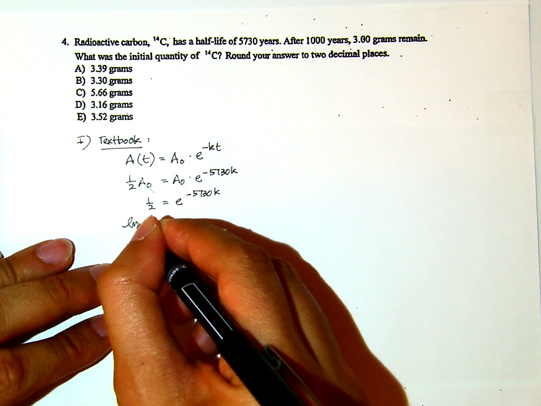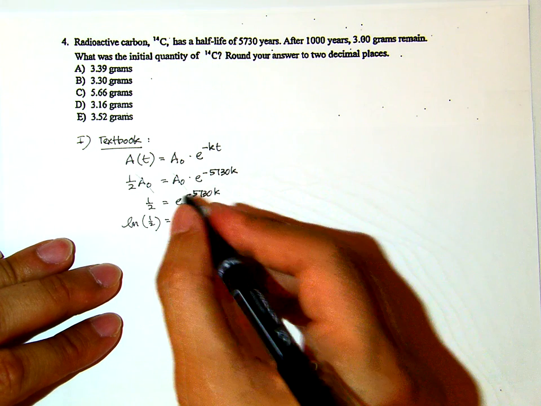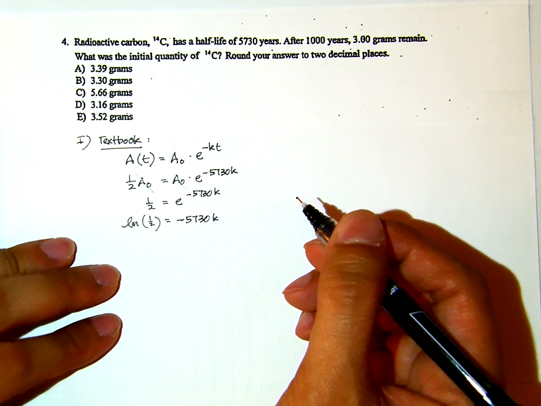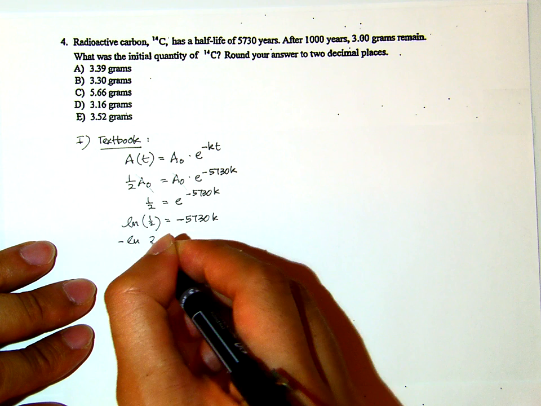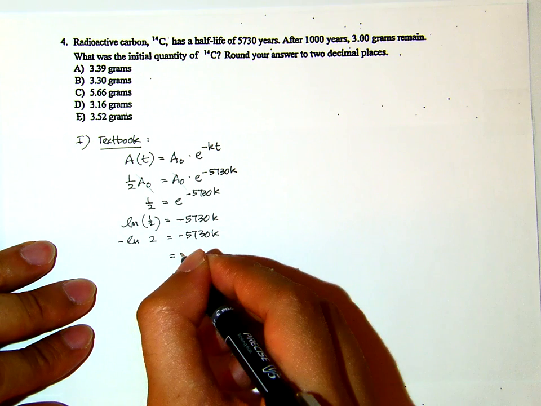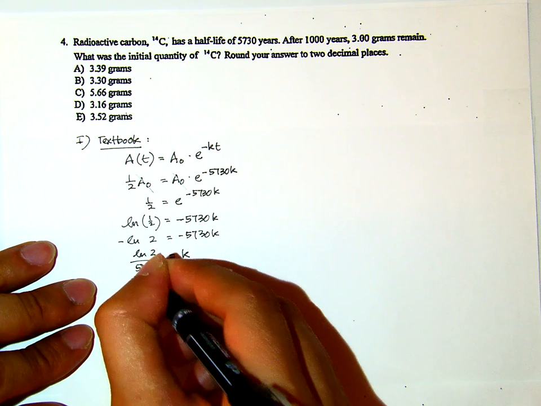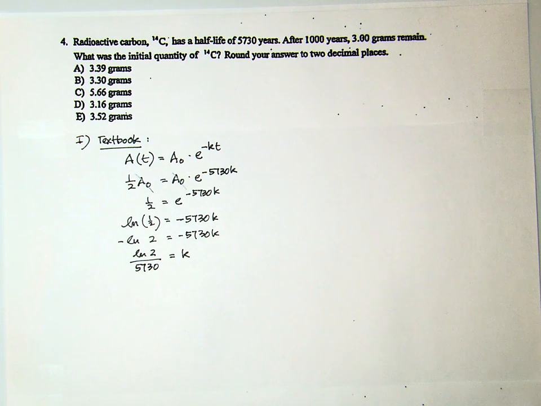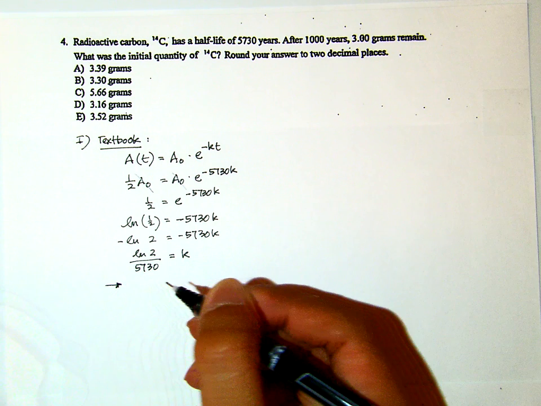Then I apply natural log to both sides. Basically, I rewrite this into logarithmic form: negative 5,730 K equals negative ln2, and I will cancel the negative and divide by 5,730. K equals ln2 over 5,730. This is the K. Now from here, I will plug into the formula again.